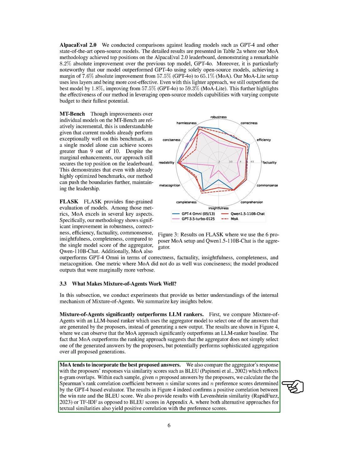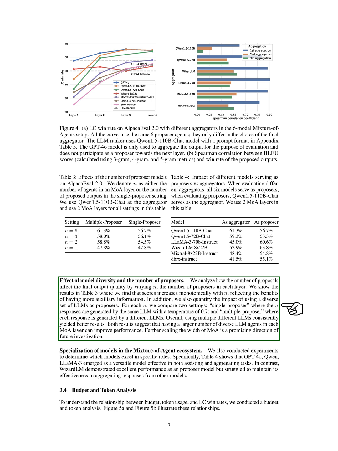Section. Effect of model diversity and the number of proposers. In this section, we examine how the number of proposals and the diversity of models impact the final output quality in our study. By adjusting the number of proposers, n, in each layer, we observe that the output quality improves as n increases, indicating the advantages of having more auxiliary information.